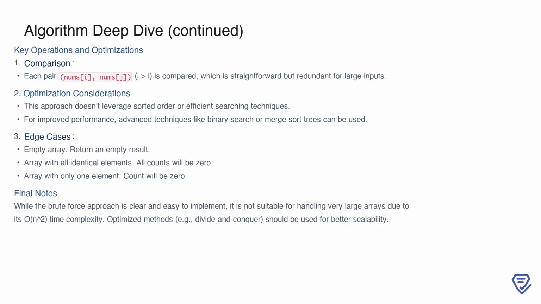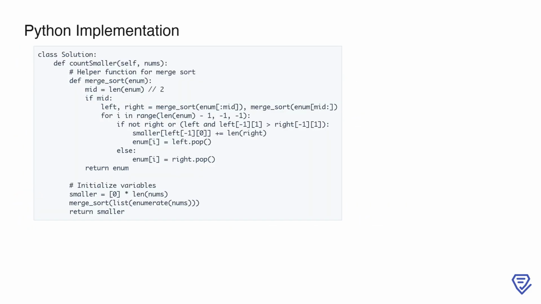This solution leverages a modified merge sort algorithm to solve the problem efficiently. The key idea is to maintain the original index of each element in the array during the sorting process, which allows us to count the number of smaller elements after each number as we merge sorted subarrays. First, the merge_sort function recursively divides the input array into two halves until each half contains only one element. During the merging step, we compare elements from the left and right subarrays. If an element from the left subarray is greater than an element from the right subarray, it means that all remaining elements in the right subarray are smaller than this element from the left subarray. We then update the count for the left element accordingly.